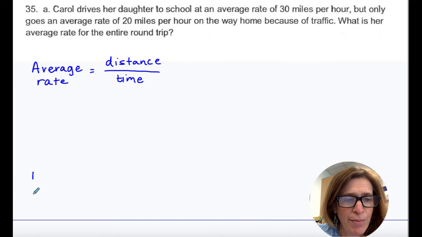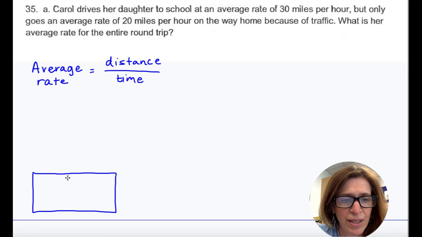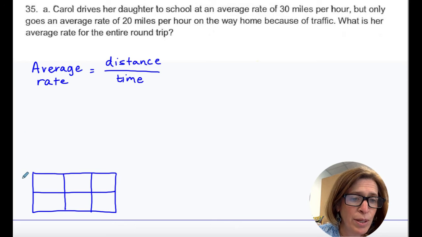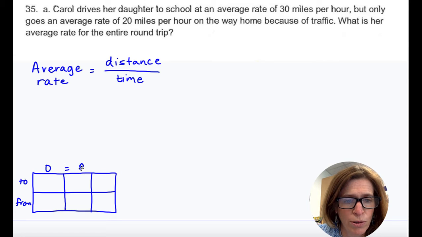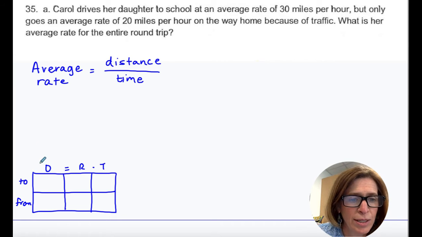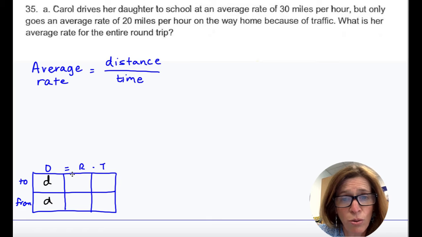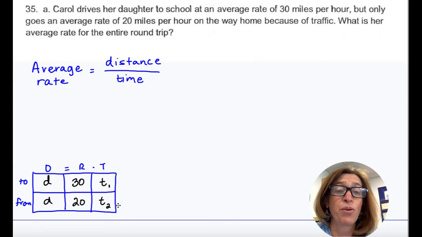Okay, so let's see what we've got. I made myself a d equals r times t chart. Now I'm going to school and away from school, so I actually know that my distances are the same. So I'm going to put to and from, and then d equals r times t. My distances are equal, so let's call this distance to d and distance from d. My rate going to school was 30. My time is unknown, so I'm going to call that T1 because it's going to be a different time if I'm going faster. So on the from, my rate was 20, so that's T2, right? Because if we're going different rates, then it's going to take us longer to go one of those places.